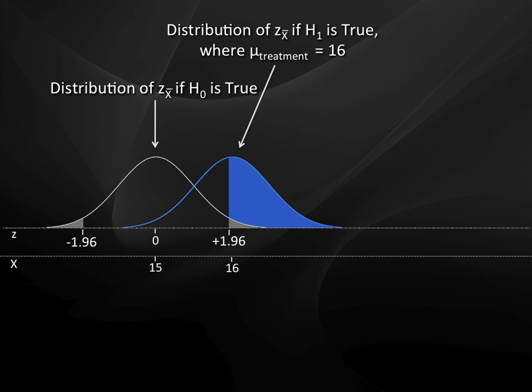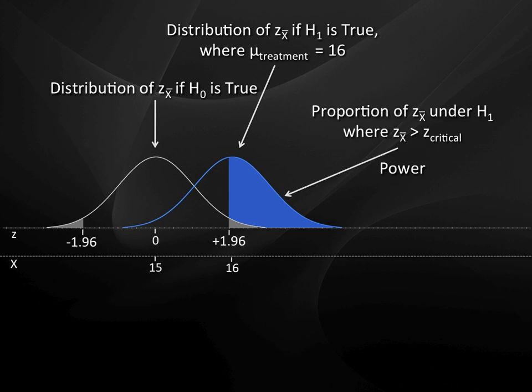Right? So if I shade the proportion of this blue distribution beyond 1.96 standard errors relative to the first distribution, the distribution of the test statistic under the null, what we get there is power. Right? This is the proportion of the time we would get samples z sub x bar if the alternative is true in that particular way, if mu treatment is 16. Because notice, if we get a sample mean, or a sample z-score, z sub x bar, above 1.96, that will lead us to reject the chance explanation. It'll lead us to reject the null.